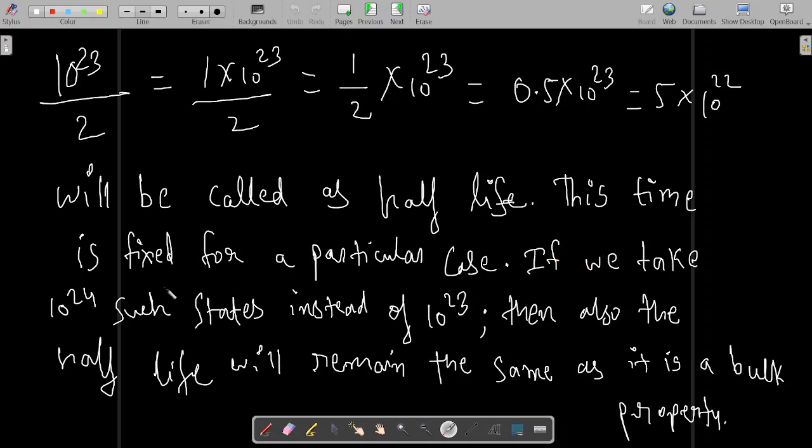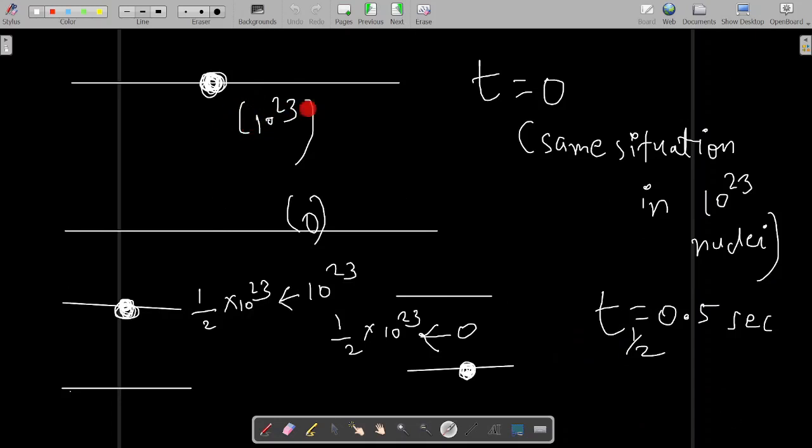If we take 10 to the power 24 such states instead of 10 to the power 23, then also the half life will remain the same, as it is a bulk property. So the same situation, instead of 10 to the power 23 we are taking 10 to the power 24 such nucleons.